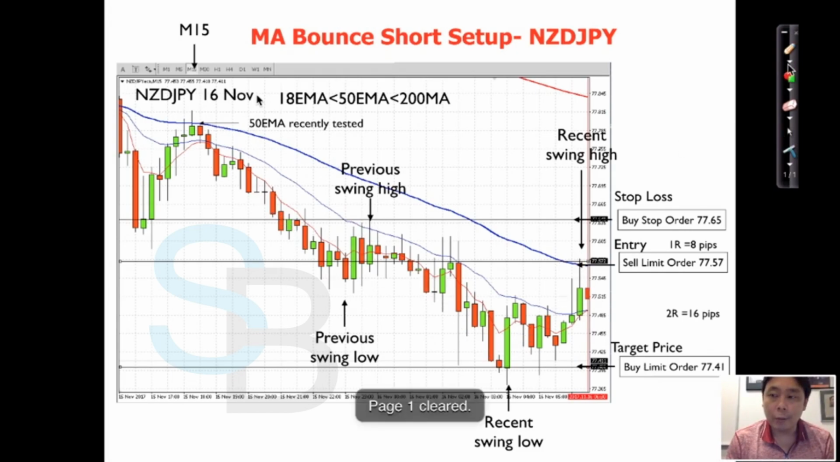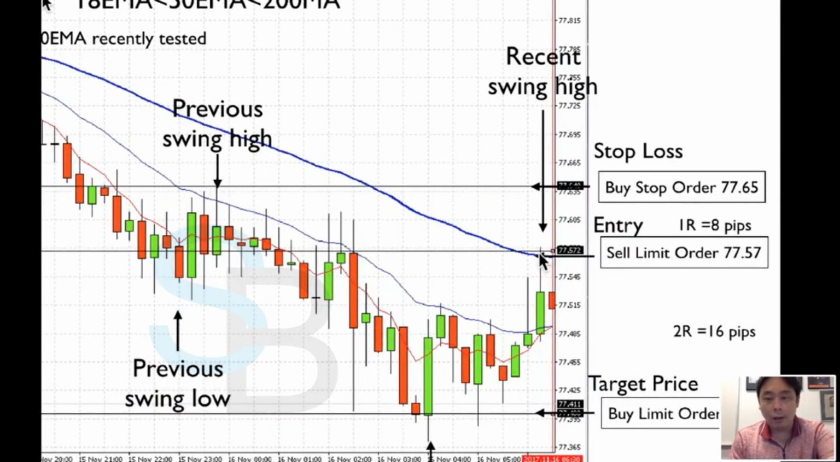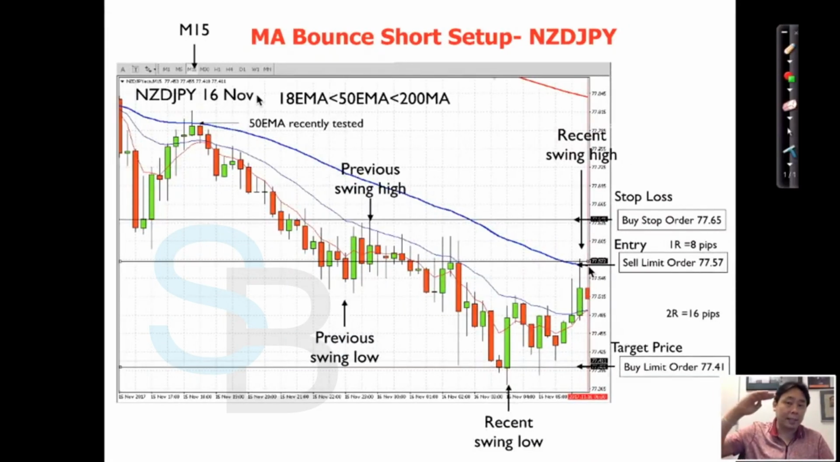So because of that, we are placing our sell order right at the 50 moving average. It's a sell limit order at 77.57. As we're placing the sell order, the price is still going up, and we want it to hit 77.57 and fill the order and go back down again.